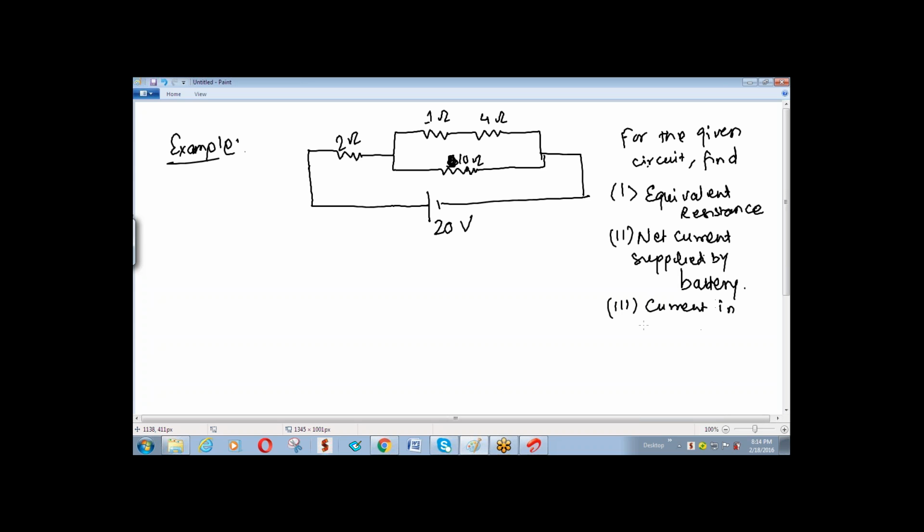Net current supplied by the battery, current in each of the resistances, potential drop or potential difference across each of the resistances. This is what we are going to find for now. We have all the other elements also, like what is the heat, what is the power, which we will come to know in the next session, right? But finish this first.